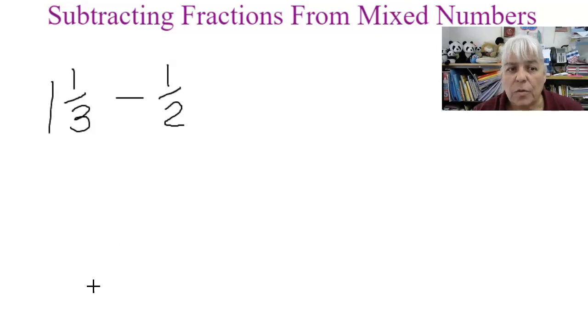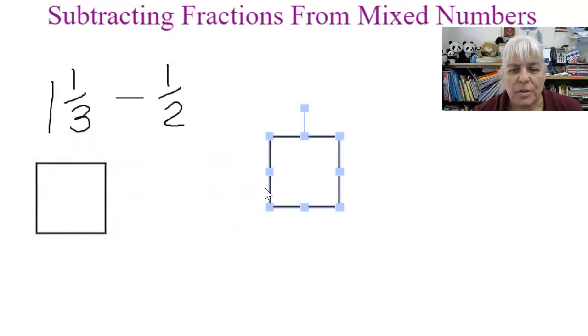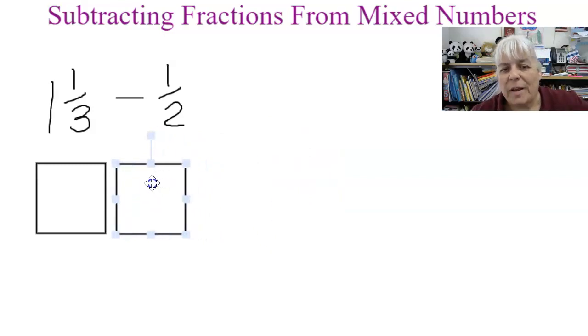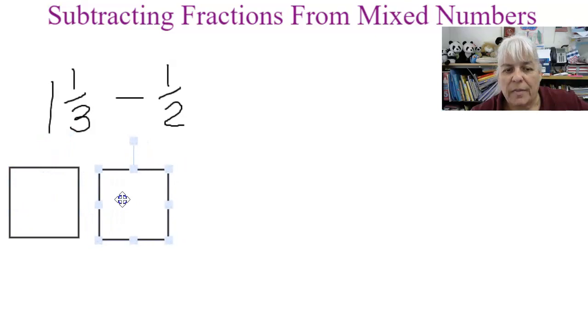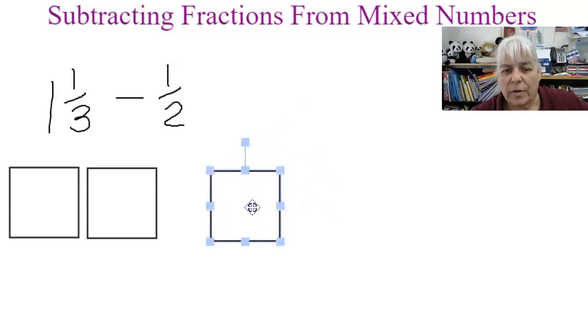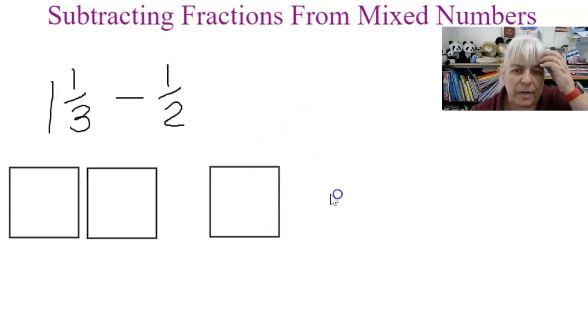Okay, so this is what I'm going to do. I'm going to put, if I can find my tool here, I'm going to put my two squares. It's a lot easier to do when you have that little square tool like I have on this program. So I'm going to do 1 1/3. And for 1 1/3, I actually need more than one square, right? Because I have 1, and then I'm going to have an extra third. And then I'm also going to need to show 1/2 over here. So I need 1 1/3 and I need 1/2.